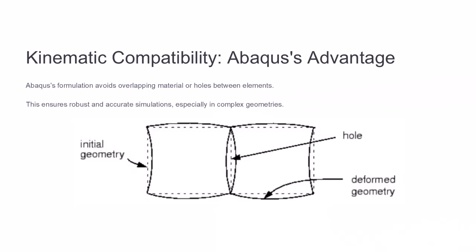Abaqus is very careful about kinematic compatibility between elements. Its formulations avoid overlaps, gaps, or artificial holes between neighboring elements. That means your meshes behave like a continuous solid, giving more robust and reliable simulations, especially in complex 3D geometries.